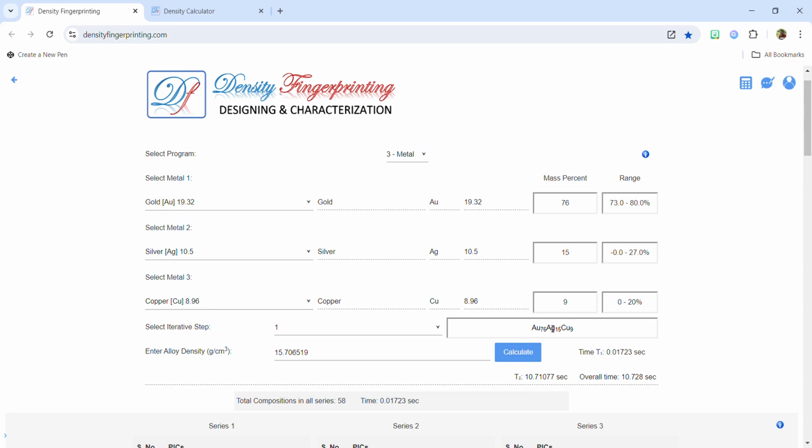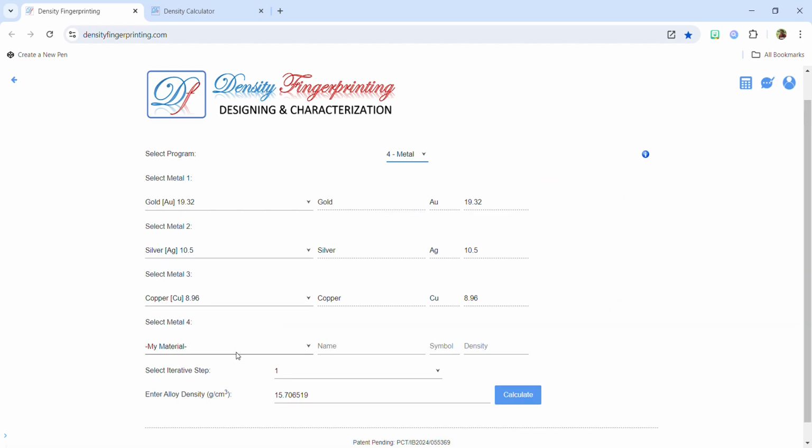So this composition works here. Now let me try to go for a higher number of metals, let's say 4 metals, and zinc goes in here. For a gold alloy, zinc goes in. Okay, so let me try this. Let's see what this shows.